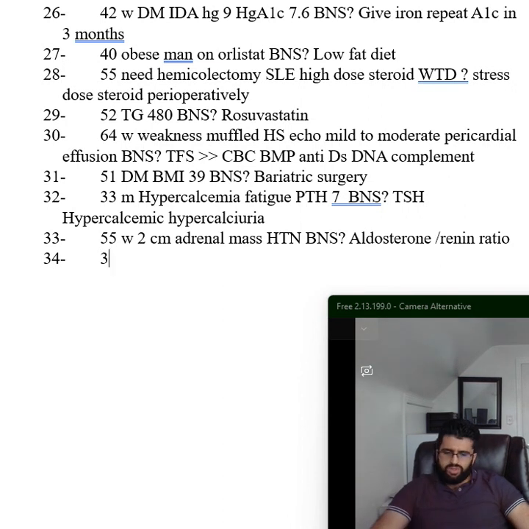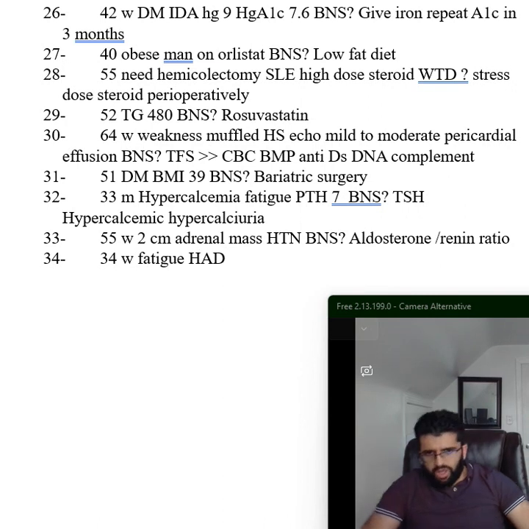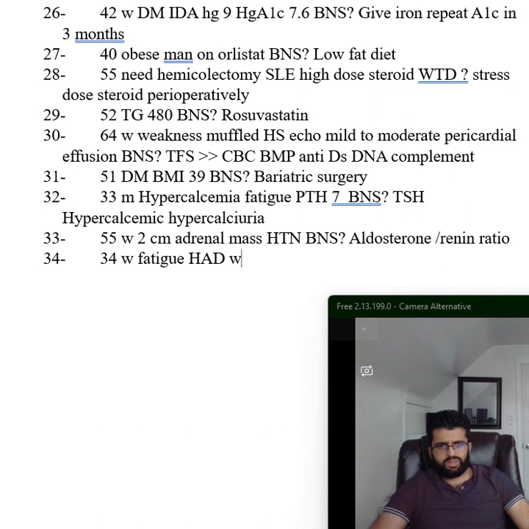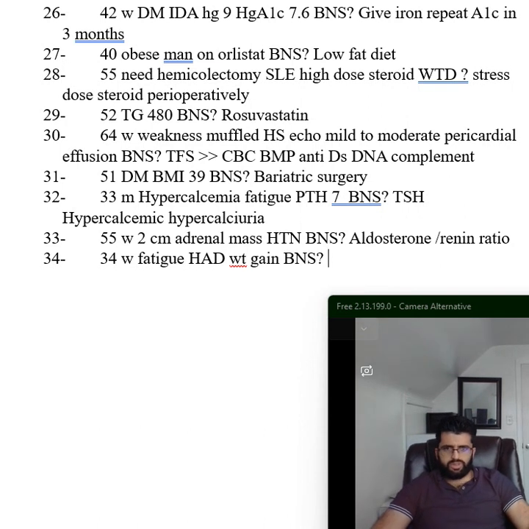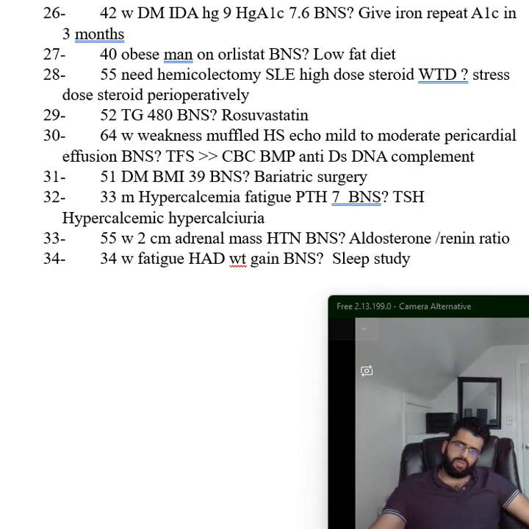Now you see a 34-year-old woman with fatigue, headache, weight loss, weight gain I mean. And what is the best next step? In this patient, you want to do a sleep study because it's likely obstructive sleep apnea. What are the complications of obstructive sleep apnea? Like somebody with daytime sleepiness, difficulty concentrating, fatigue, morning headache. You do a sleep study.